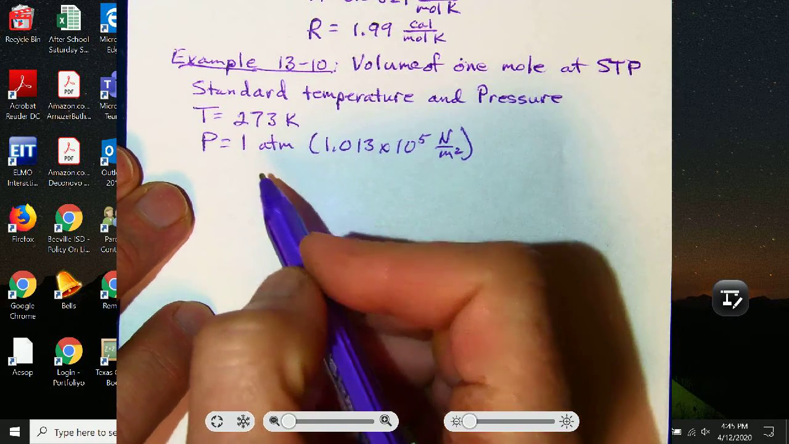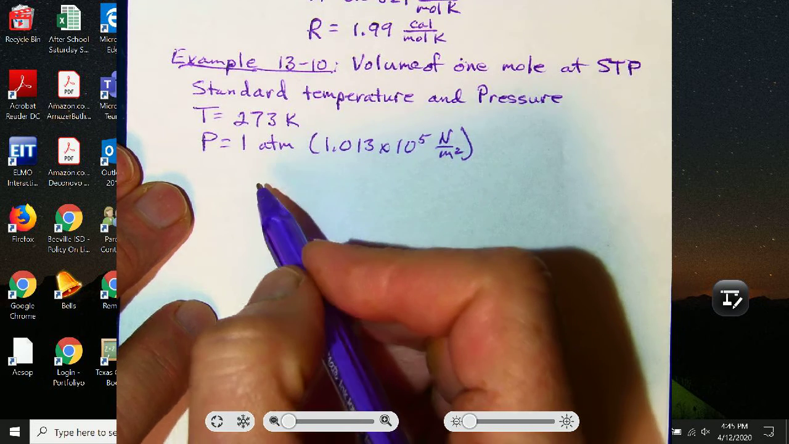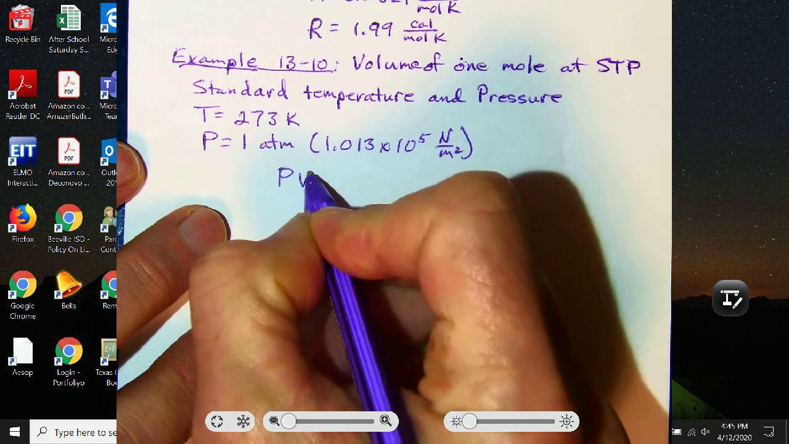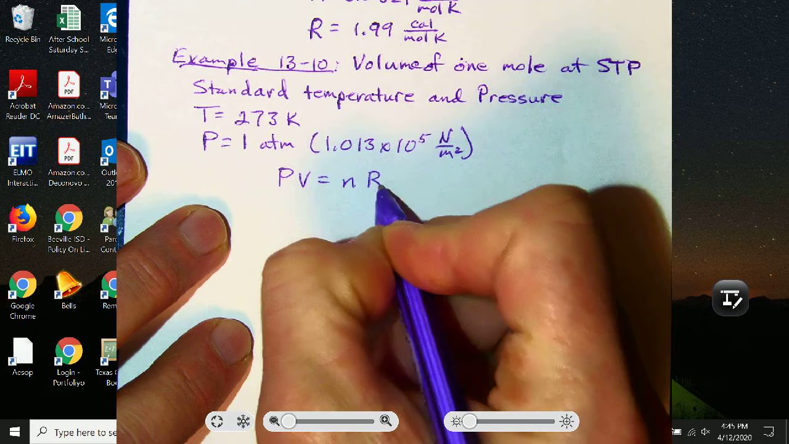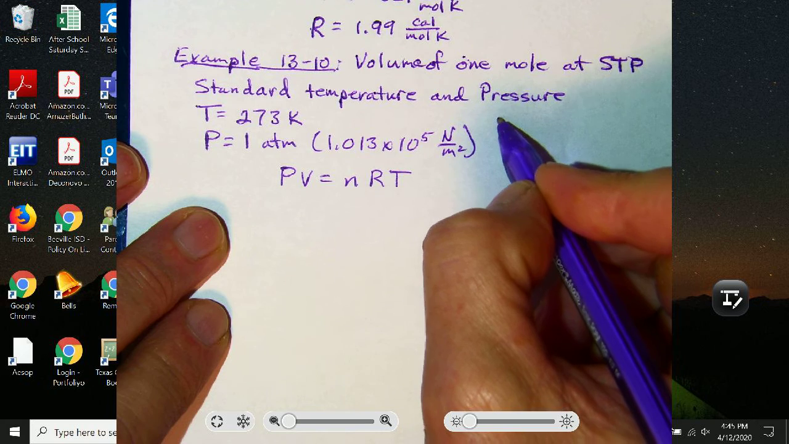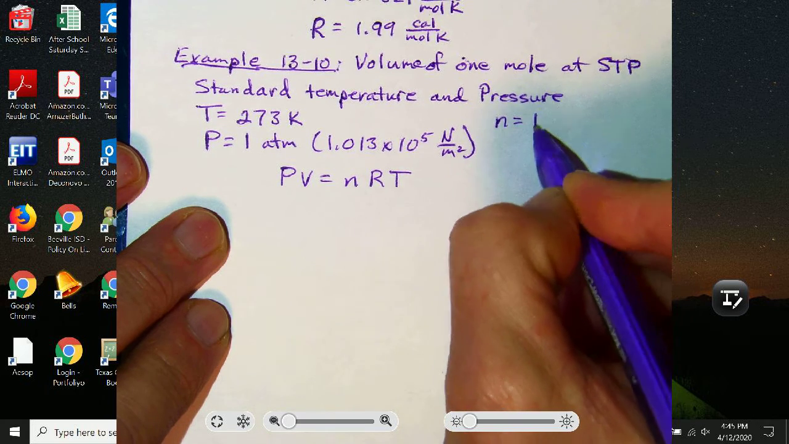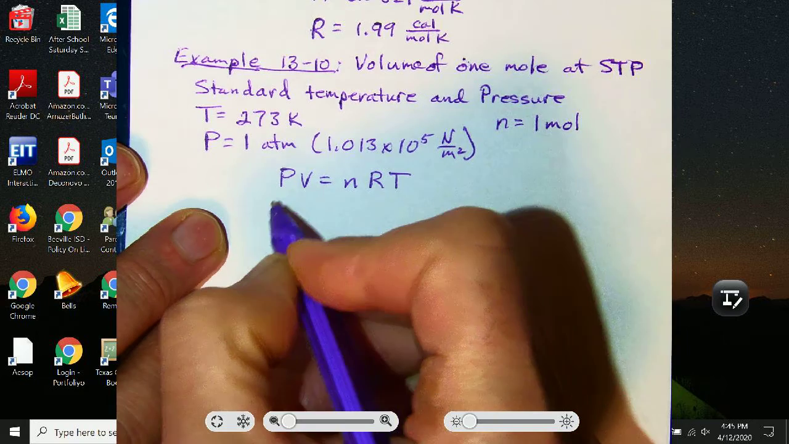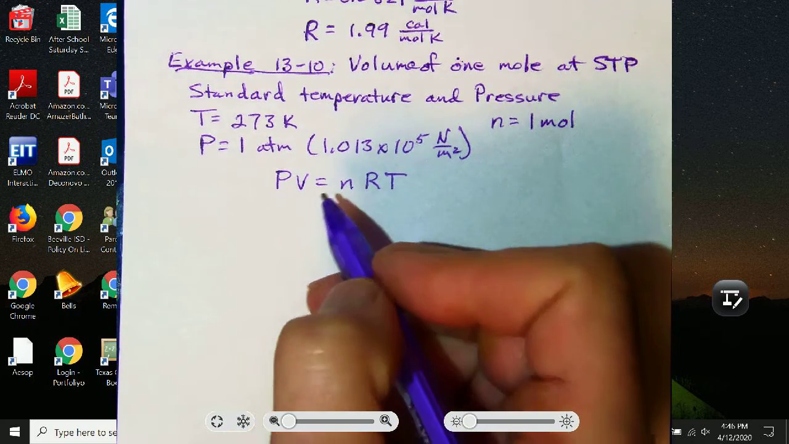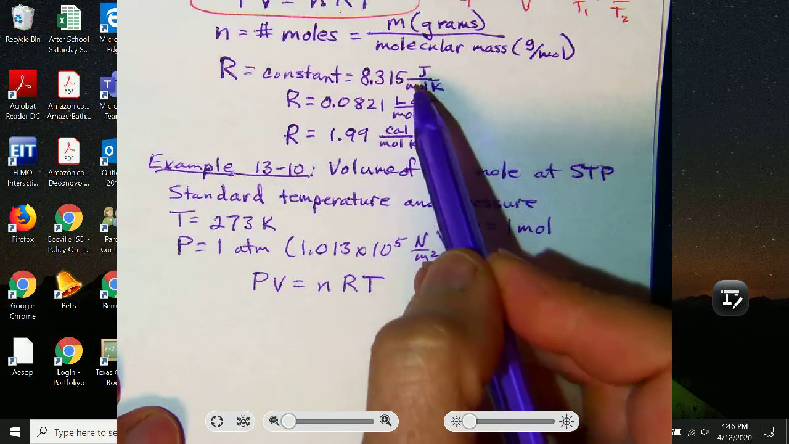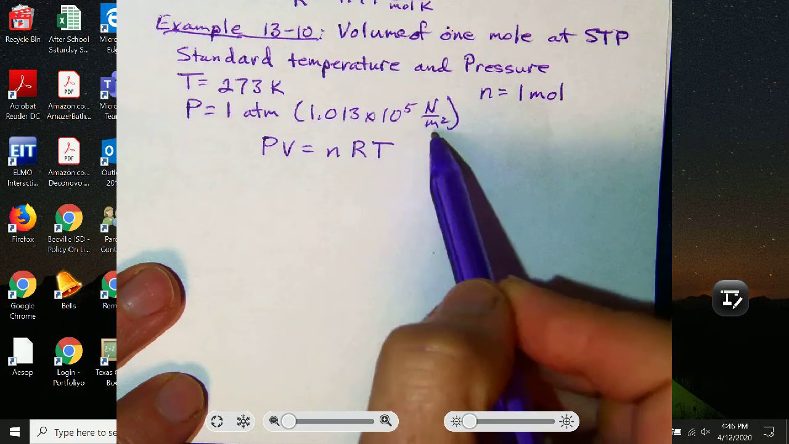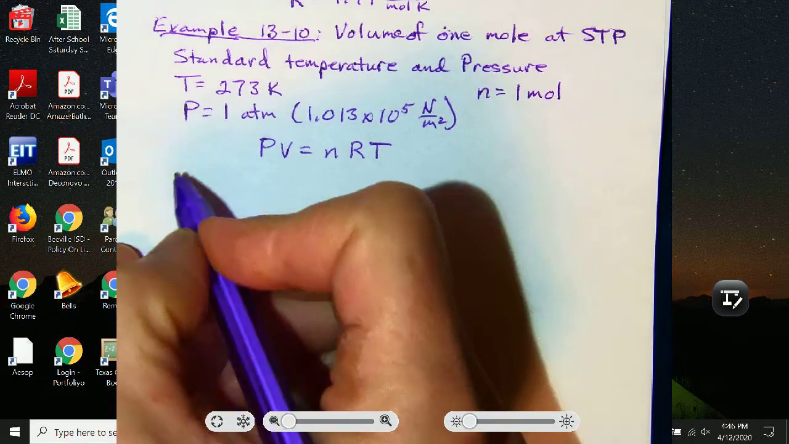Okay, so our temperature is 273 Kelvin. Our pressure is 1 atmosphere. Let's go to our ideal gas law. PV equals nRT. We want to know the volume of 1 mole. So n here is 1 mole. So I'm going to use our value of R from the top. Doing that, I need to use this value for our pressure.